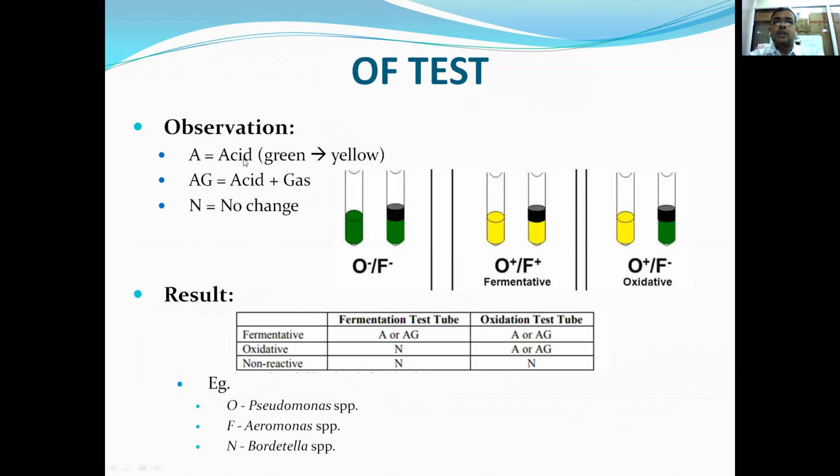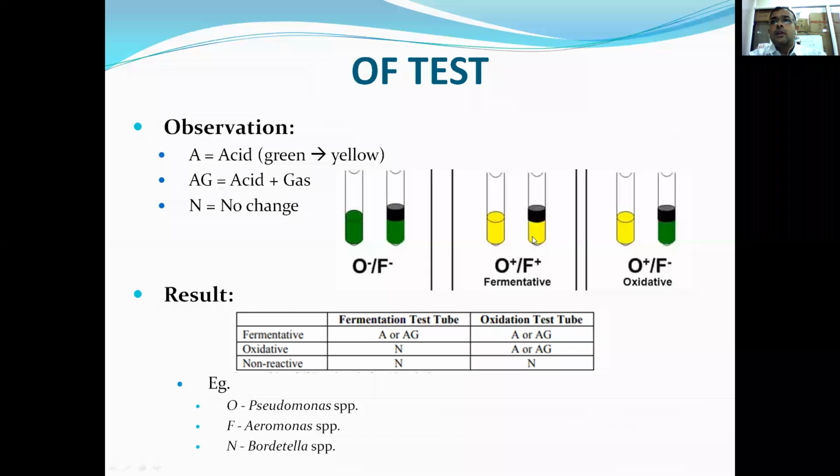So if you are performing OF tests, the observation is like this. Acid production is indicated by a color change from green to yellow, because green is the neutral pH and yellow is the acidic pH. Acid production and gas production are both possible simultaneously. And third, there is no change. No change means they might be non-reactive. So you can see here green, this is the oxidative tube, this is the fermentative tube. The black indicates that paraffin is added.